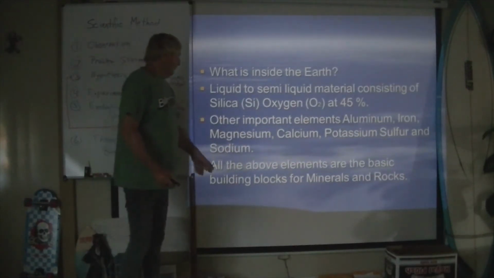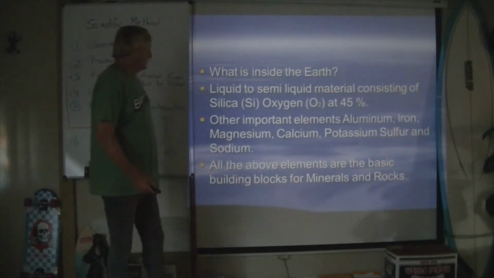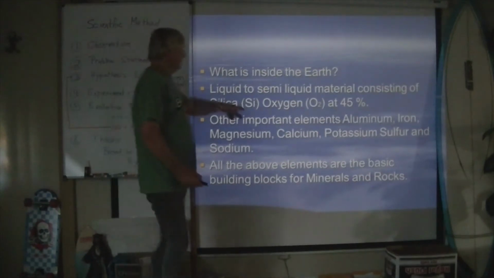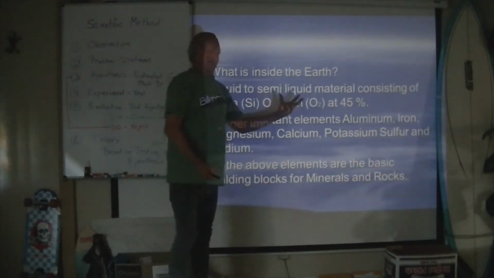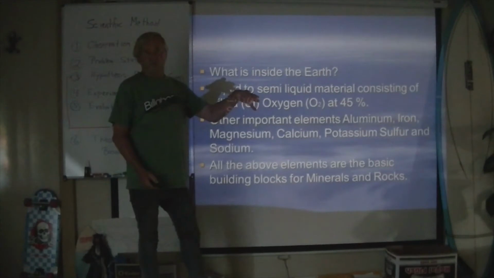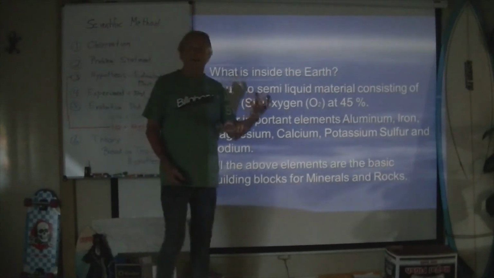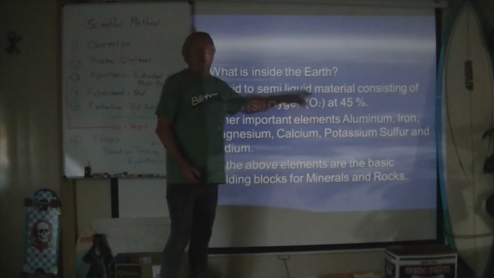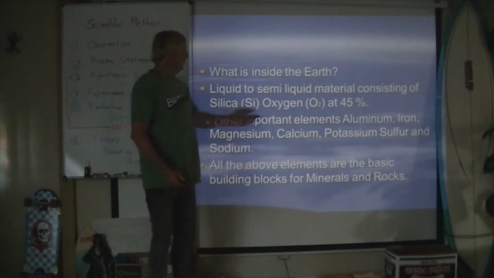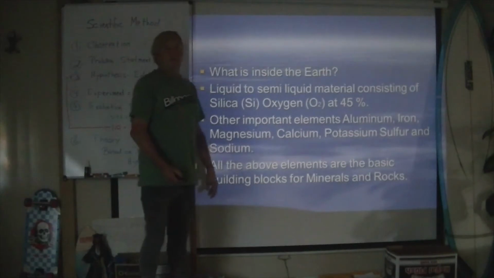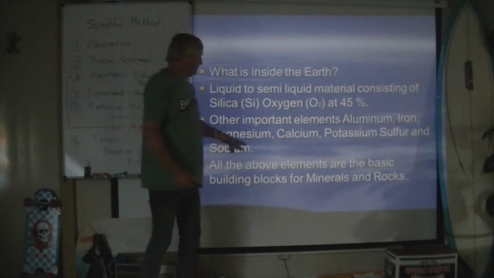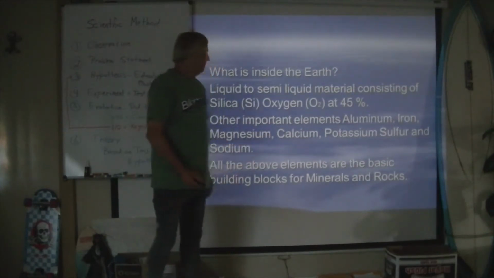And all the above elements are the basic building blocks for minerals and rocks. So most rocks consist of silica and oxygen. All igneous rocks, rocks that come out of volcanoes, rocks that form under the ground as magma, all igneous rocks contain silica and oxygen. A lot of sedimentary rocks also contain silica and oxygen. Some contain calcium carbonate, like limestones and those sort of rocks. A lot of rocks contain minerals that contain magnesium, calcium, and potassium.